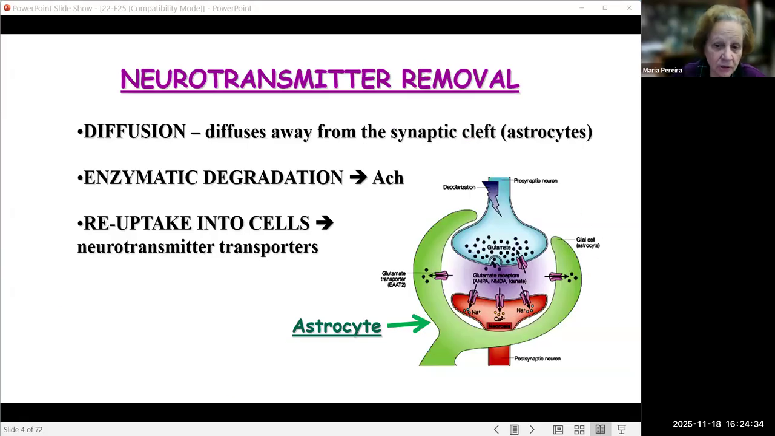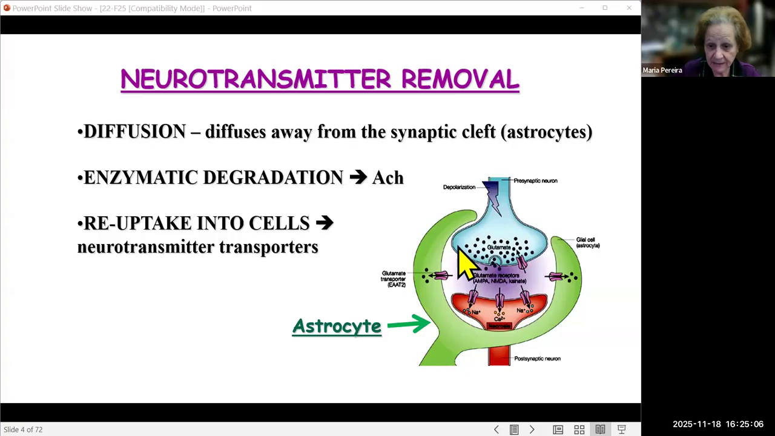Okay, so how do we get rid of the neurotransmitters? By diffusion. So they are released at the synaptic cleft, they bind to the receptors in the postsynaptic membrane, and then they come off. They're not permanently attached. They come on and off. So then they will diffuse away from the receptors. So that's one way. And then they can be taken up by astrocytes.